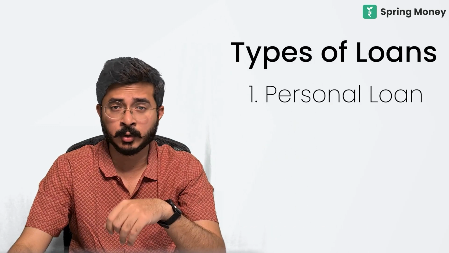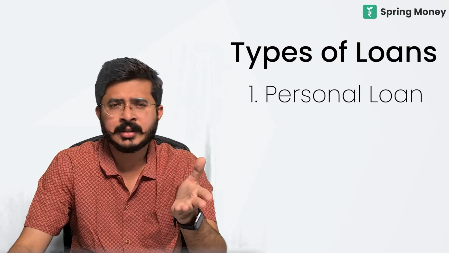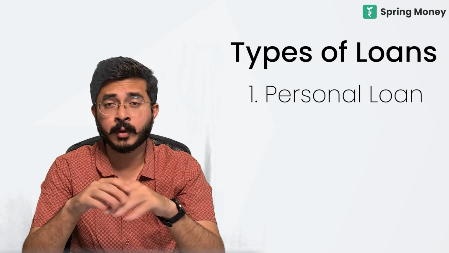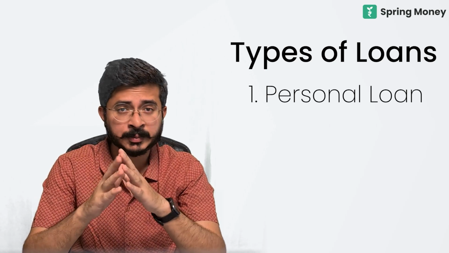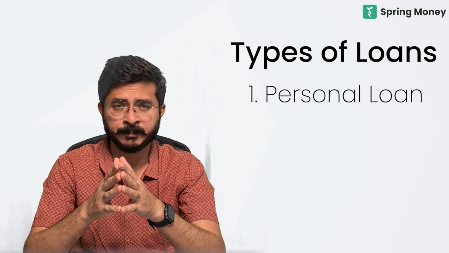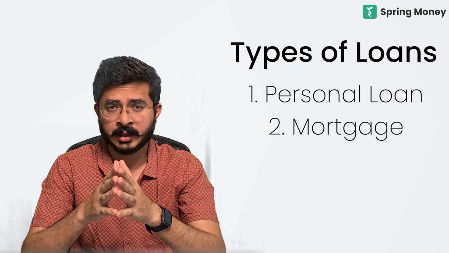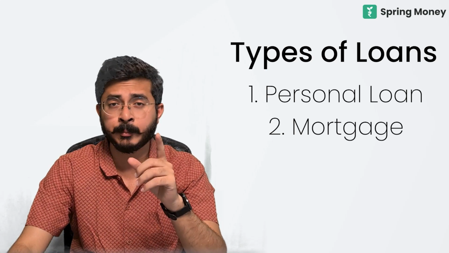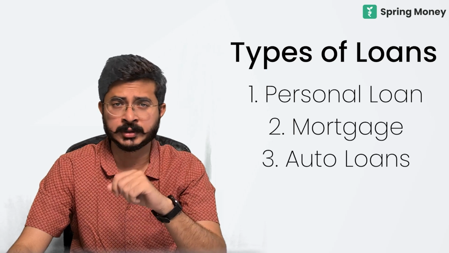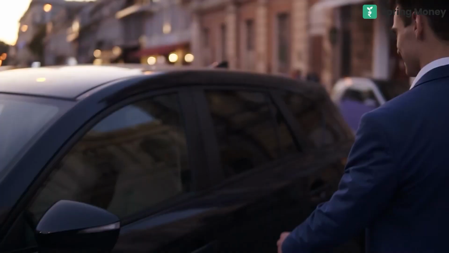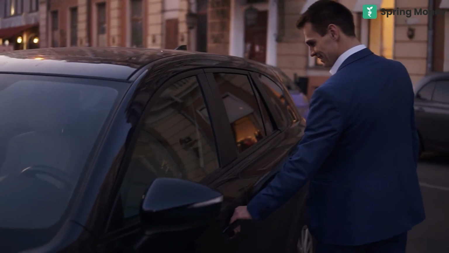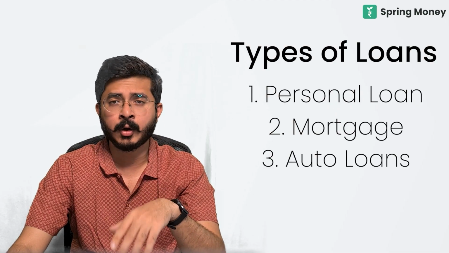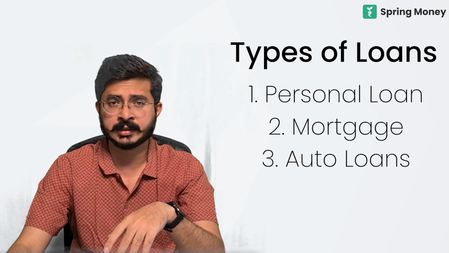Number one, personal loans. Personal loans are unsecured loans that are not backed by any collateral. They are typically used for a variety of purposes such as medical expenses, home renovations, etc. Number two, mortgages. As explained earlier, these are specific kind of loans for buying property. Number three, auto loans. These loans are used to purchase a car, a truck, or any kind of a vehicle. They can be secured or unsecured depending on the lender and borrower's credit worthiness.